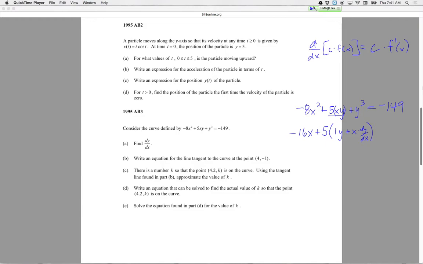Now some of you are like, well, that's not a big deal to me. I can just bring the 5 with the x, and then it'll already be distributed. I don't care which way you do it. I just like to treat it separately because it makes my product rule really simple to think about. And sometimes I forget the number is why. It'll happen to you too. So plus 3y squared dy/dx.